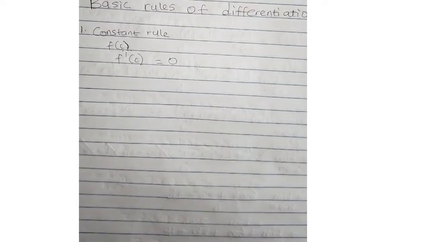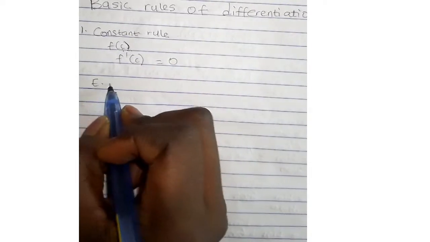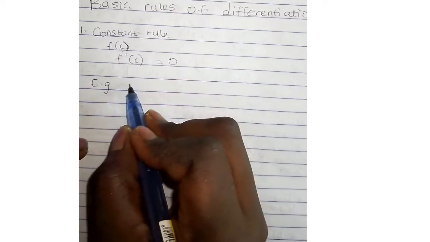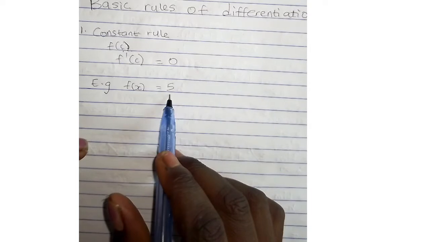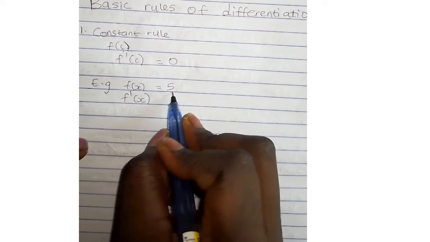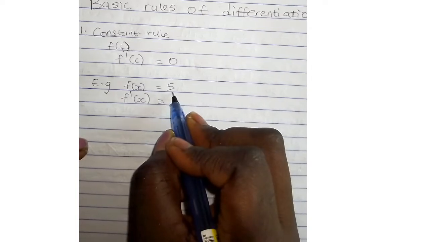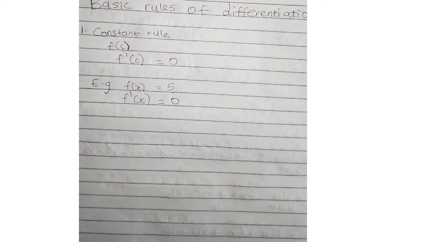For example, you are asked to differentiate a function where f(x) is equal to 5. Differentiating this function, f prime of this, is a constant. When you differentiate this, we are going to have 0. Therefore, when you are differentiating a constant, it automatically becomes 0.